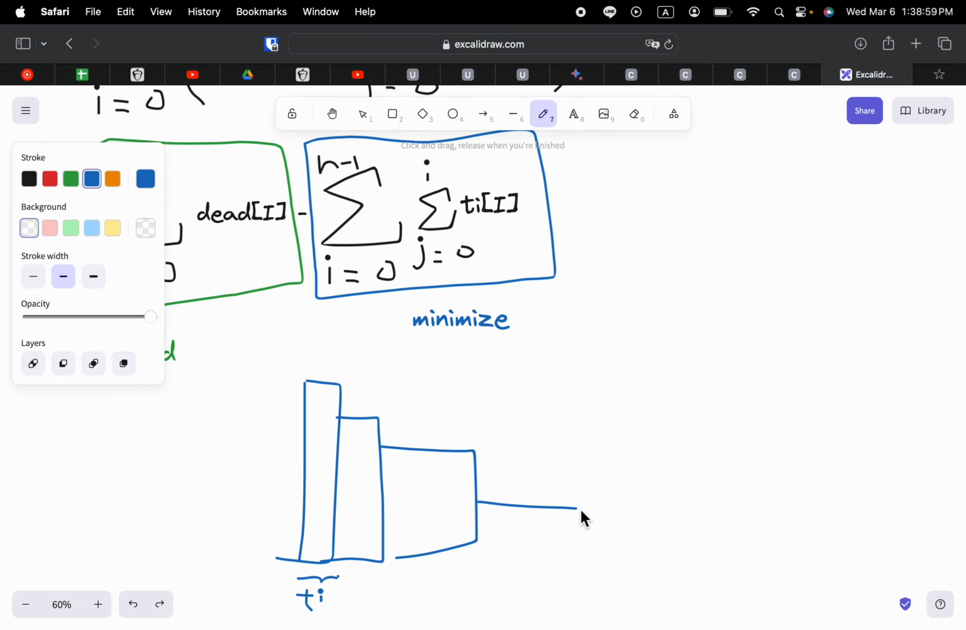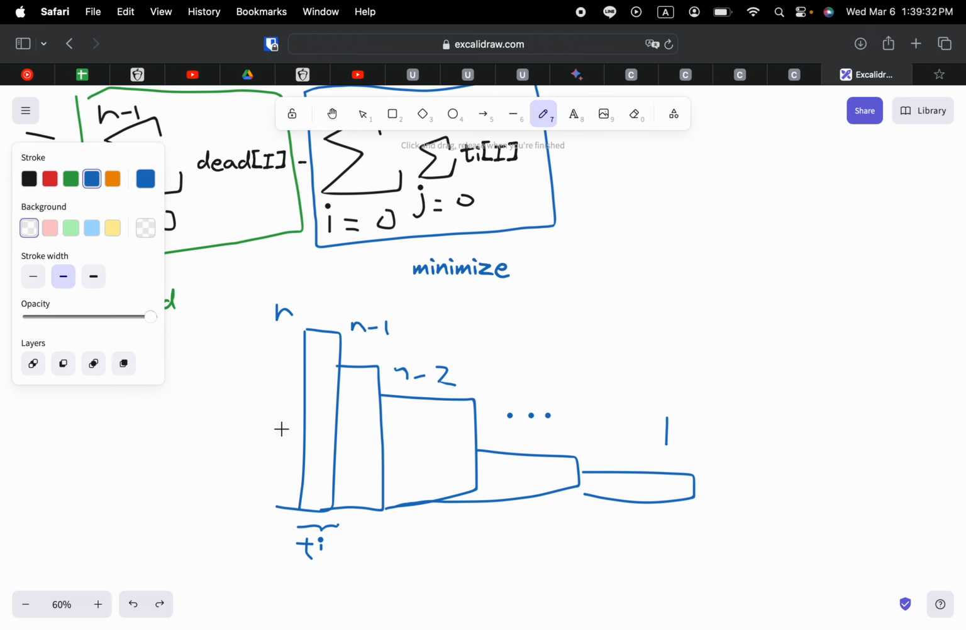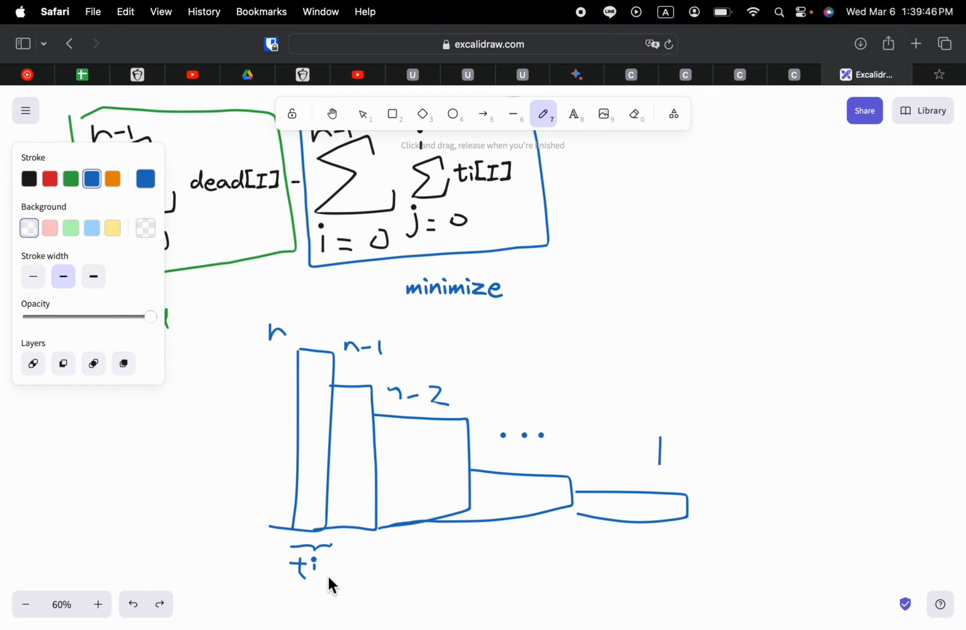So basically, if you look at this, you'll find that the first element will be added n times. And then the second element will be added n minus 1 times. And then this will be n minus 2 times, etc., until the last one is only added 1 time. So, logically, if you want the whole sum to be the smallest, you will put the smallest time first, so that the one that is added the most times will be the smallest time, right? Okay, that's basically it.